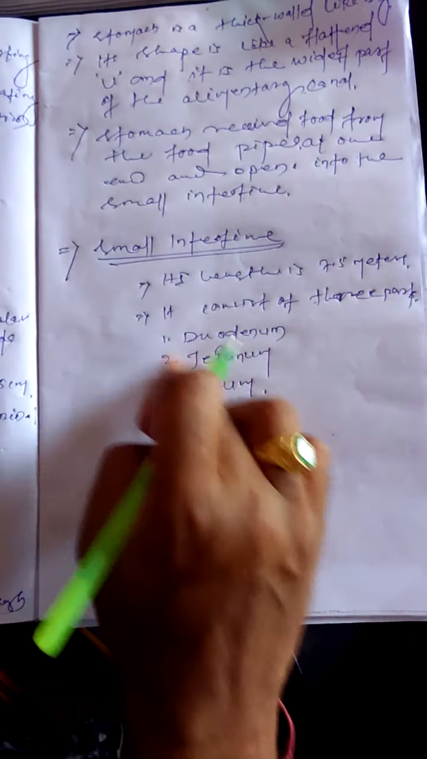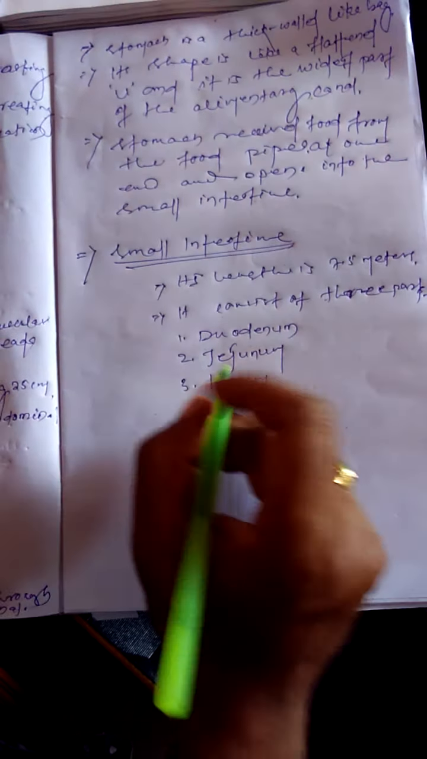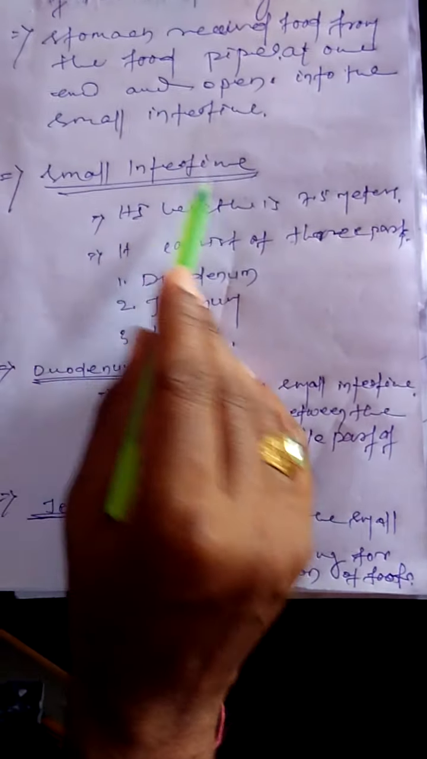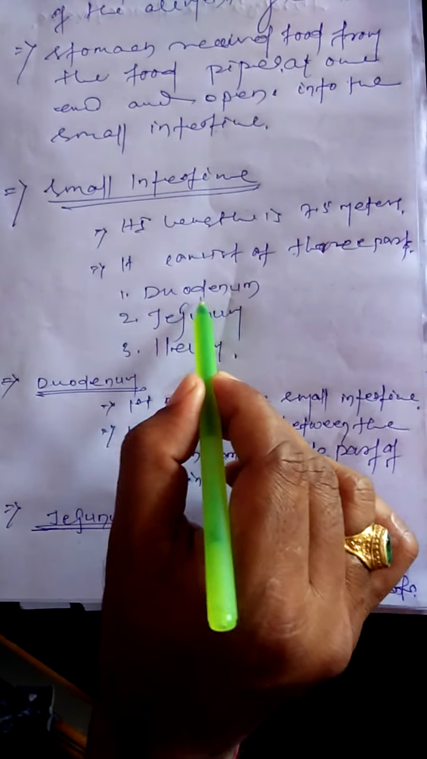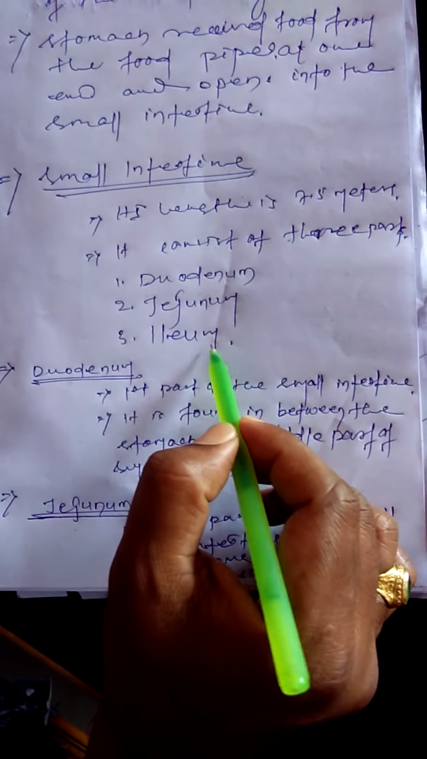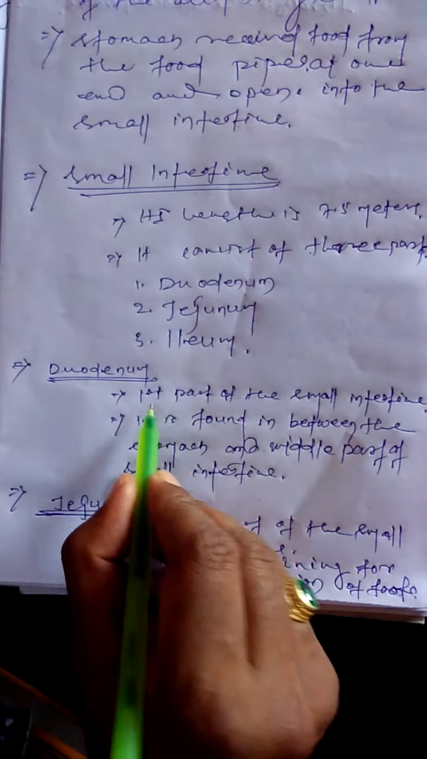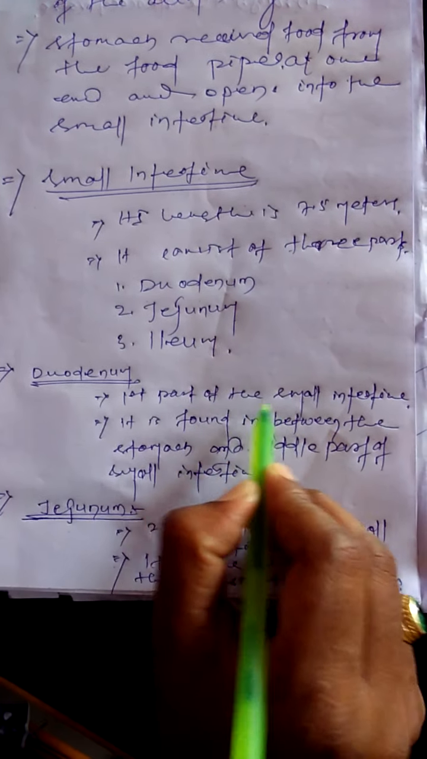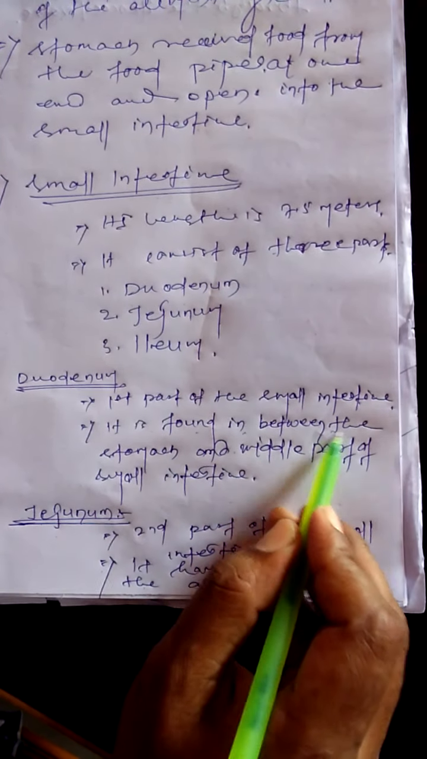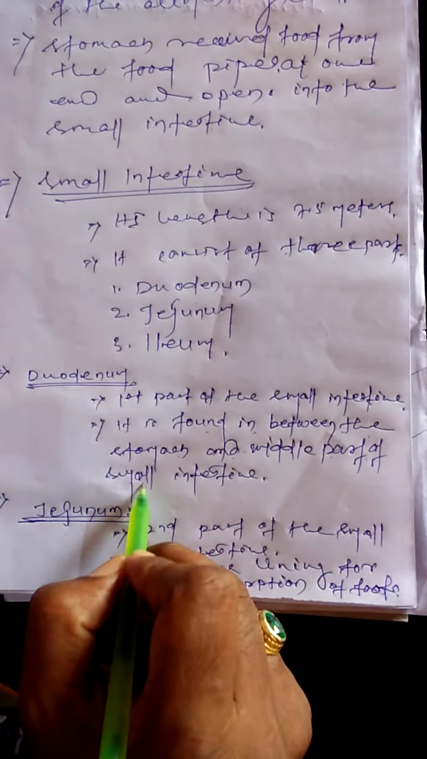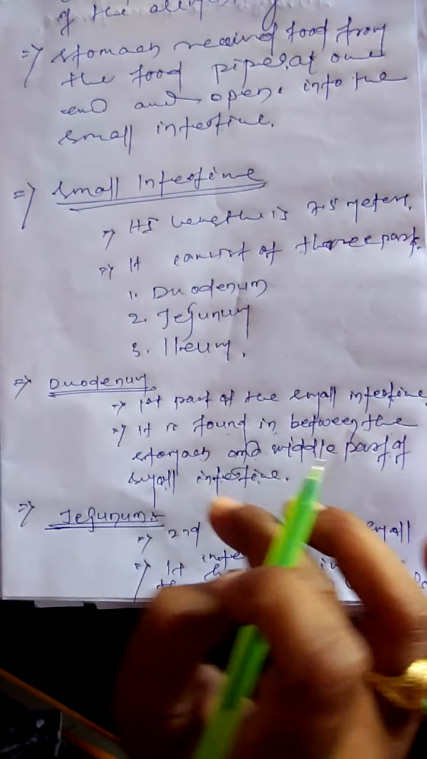So you'll write the definition of all these points. Small intestine is generally divided into 3 parts: duodenum, jejunum, ileum. So here we can write the definition of each one. Duodenum is the first part of the small intestine. It is found in between the stomach and the middle part of the small intestine.